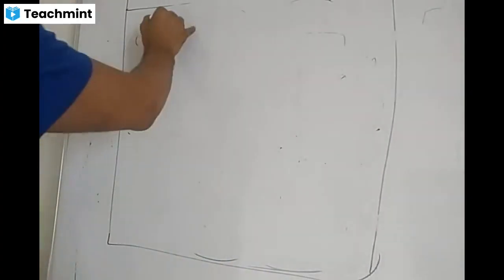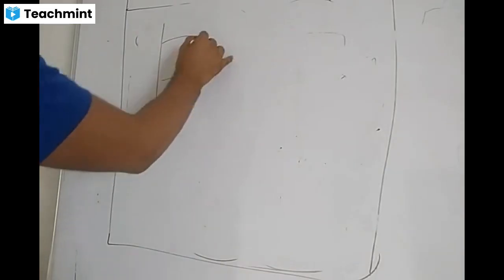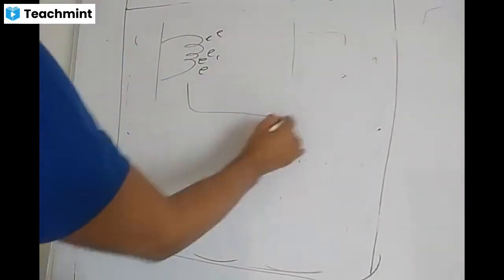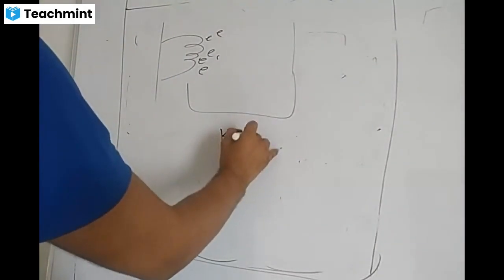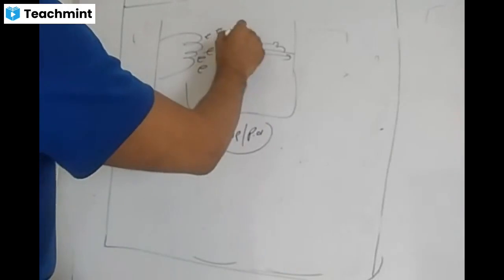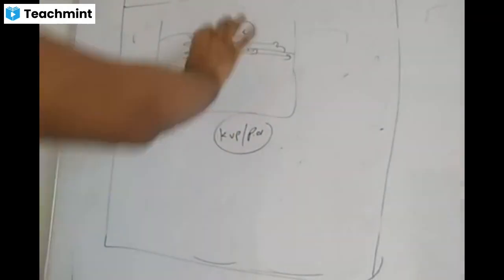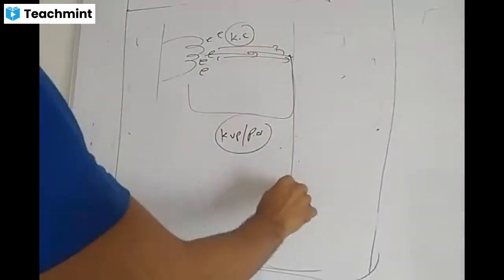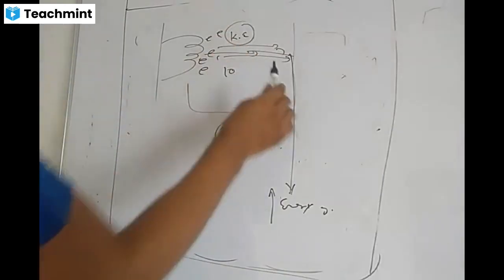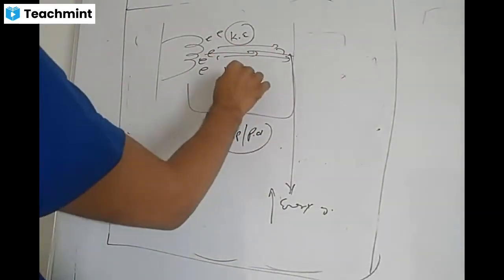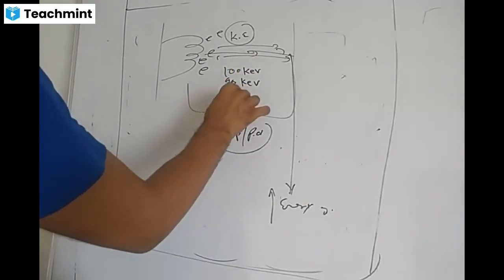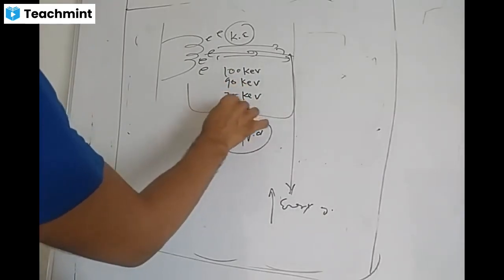Again, this is your filament, and these are the electron cloud. They are simply sitting here. If you apply kVp or potential difference between them, then they will move with kinetic energy. High energy electrons will strike and lead to high energy X-rays. Suppose there are 10 electrons. One electron has 100 keV energy, one has 90 keV, one has 75, one has 65.